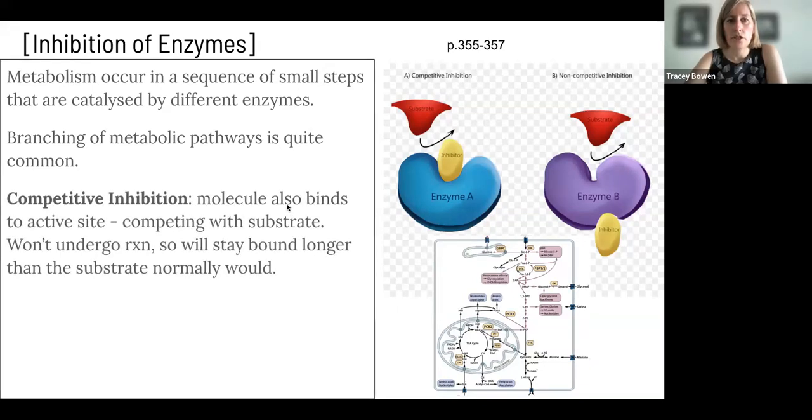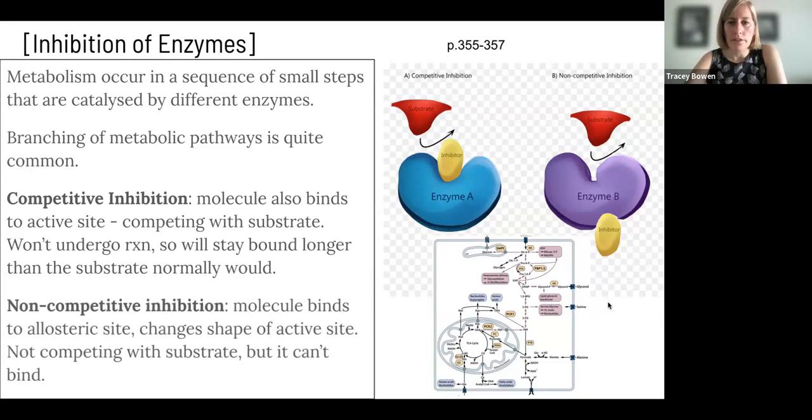In competitive inhibition, a molecule is going to compete for the active site location with the substrate. Once the inhibitor is in the active site, the reaction is going to stop because the substrate can't get into that active site. The inhibitor is going to stay in the active site until the concentration of the substrate decreases sufficiently that the inhibitor will detach from the active site.